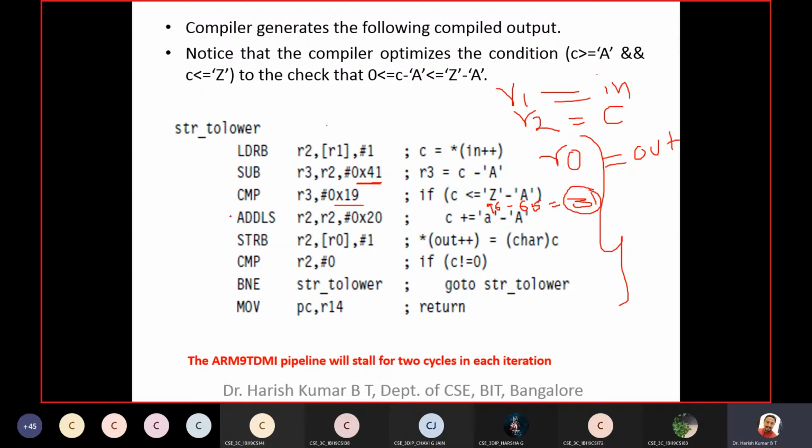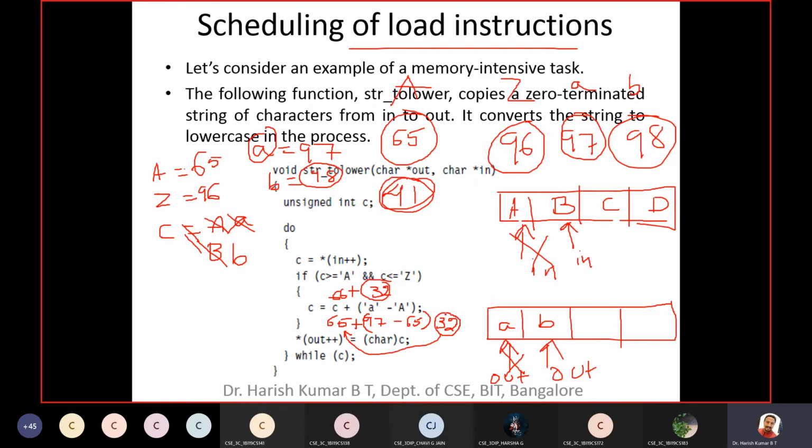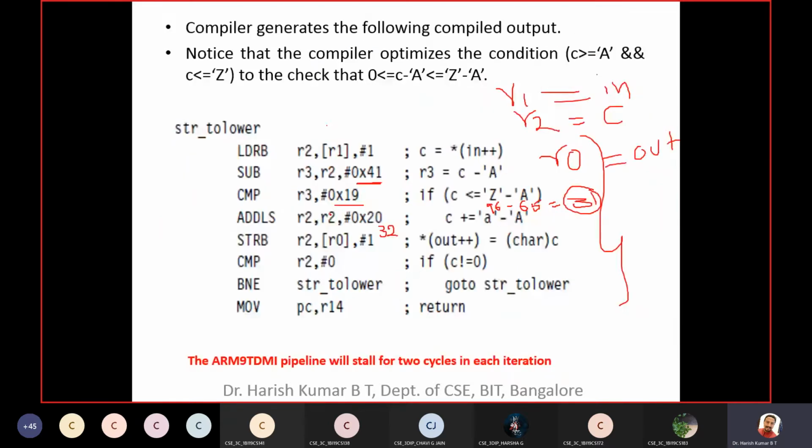And then add LS this. So what is it that I'm adding? This 20. 20 is nothing but your 32. This value. Now with R2, which is the difference value here, I'm checking if R2 is lesser than, then store it into the memory location. Which memory location? Where R0 is pointing. R0 is nothing but this now.